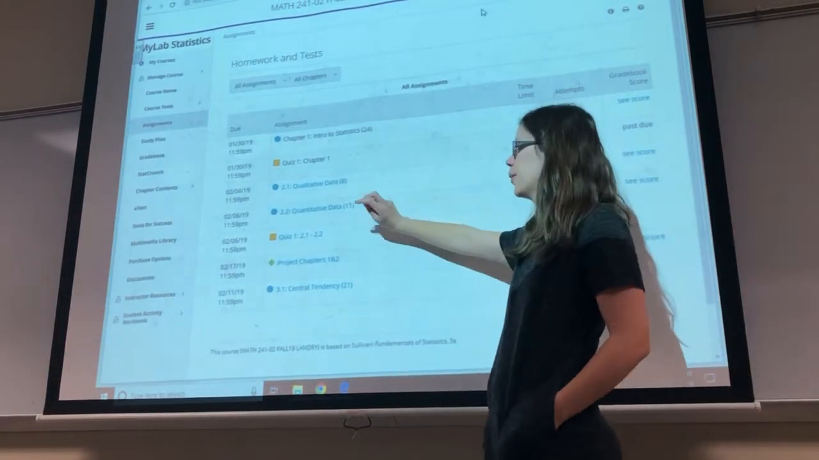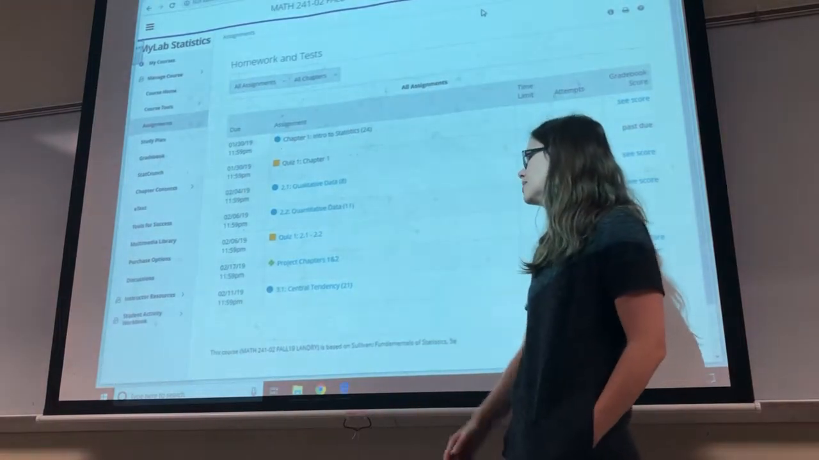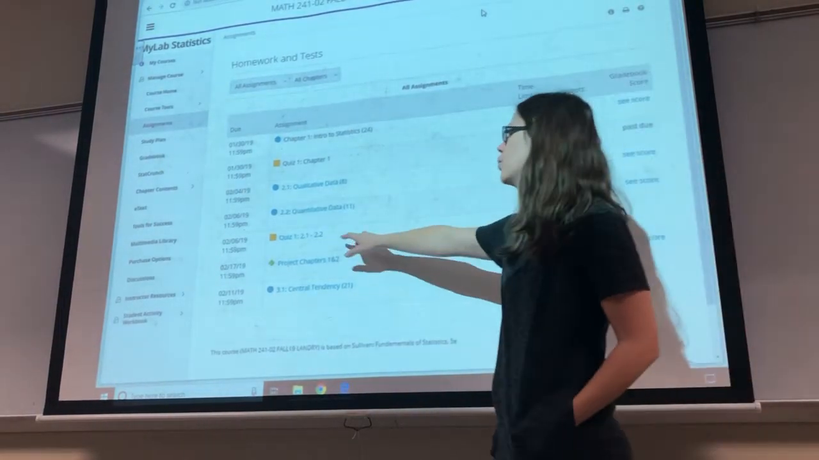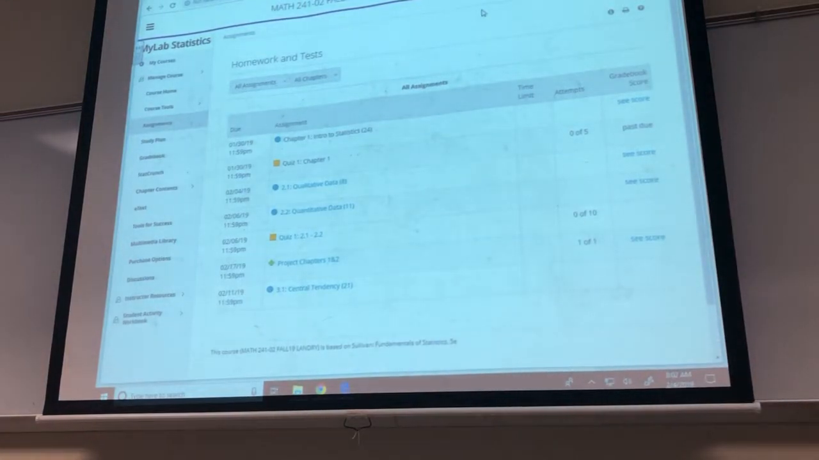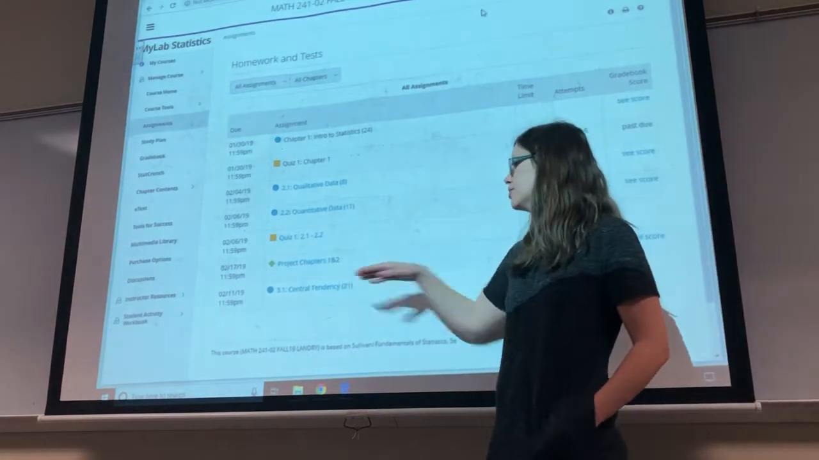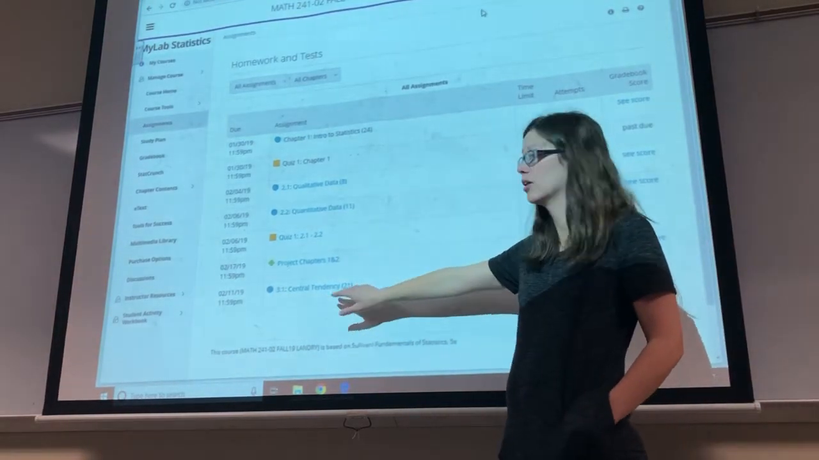And then 2.2, what we talked about last Wednesday, that's going to be due on Wednesday at midnight, along with the quiz covering both of those sections. So those are all the things coming up this week. We're talking about 3.1 today. That won't be due until next Monday, but go ahead and get started on it as long as you've got those finished.